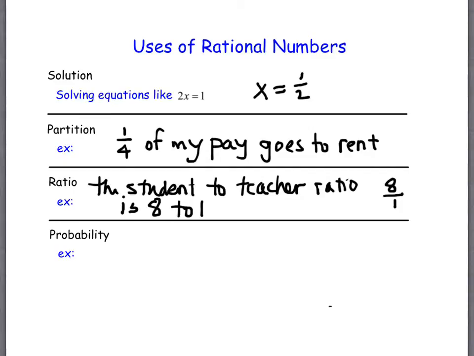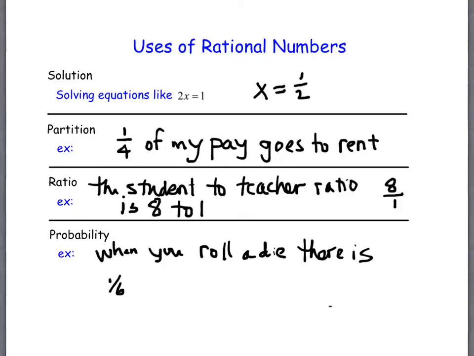A third option here is to talk about probability. So for example, when you roll a die, there is a 1 out of 6 chance you roll a 3.